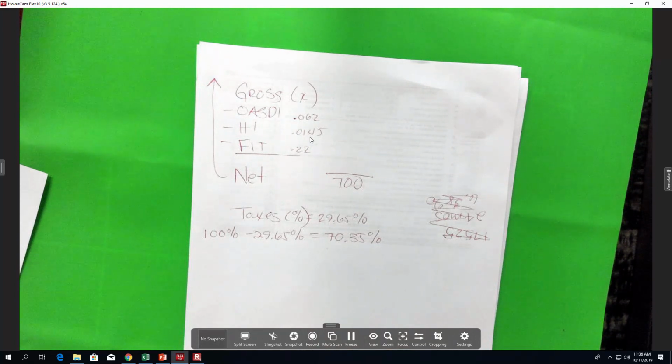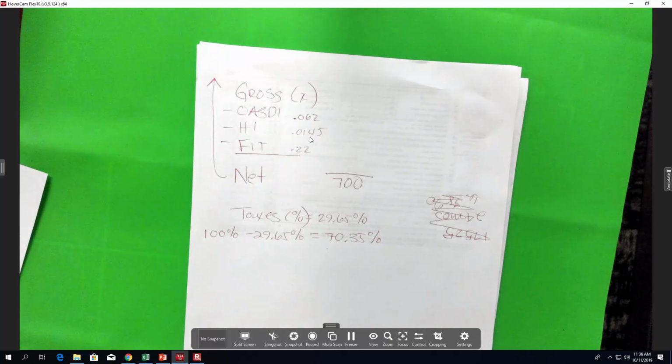So really, does anybody have a feeling now, if you want the net check of 700 and the net check is going to be 70.35% of whatever your gross is, does anybody see how you solve for X now? Is it a division or a multiplication problem? It's a division. So divide the net by the percentage, and that's going to get you your gross.